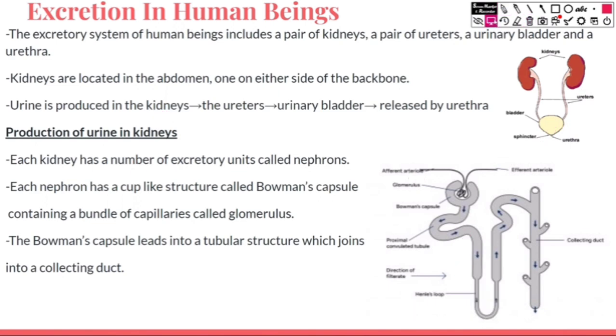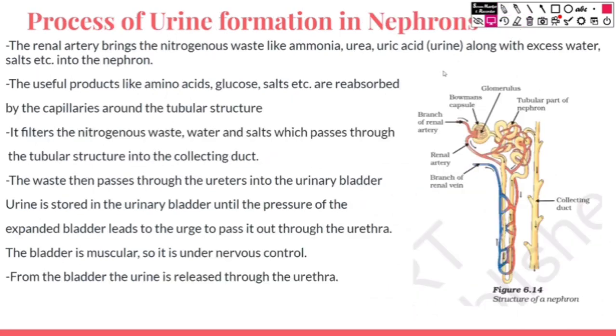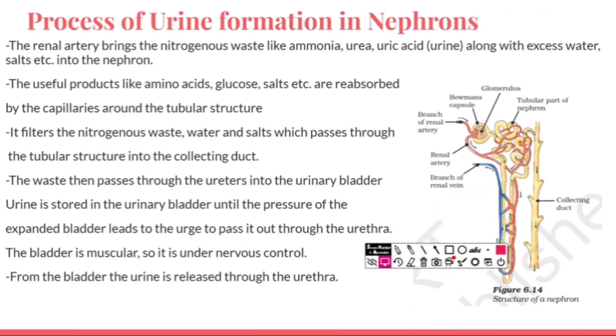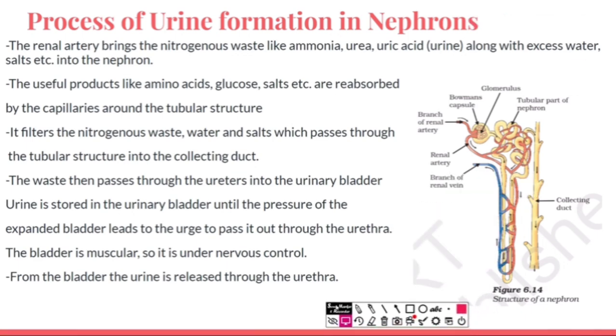So let's see how is the urine being produced. You have seen the basic structure of a nephron. Now let us see the process of urine production. Now what happens is the renal artery brings the nitrogenous waste like ammonia, urea and uric acid along with excess water and salts into the nephron. Now we have to remove ammonia, urea and uric acid. This is what we have to remove from the body.